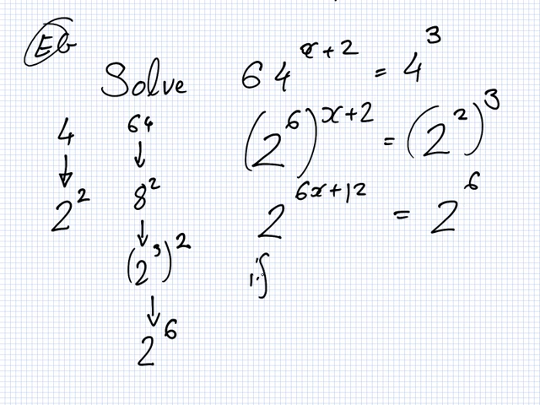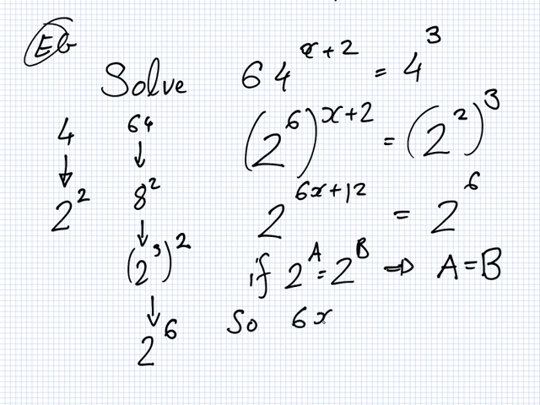If 2 to the a equals 2 to the b, then that means a equals b. So that means 6x plus 12 equals 6, which means 6x equals minus 6, which means x equals minus 1. Okay, write this example down. We'll do another one now.